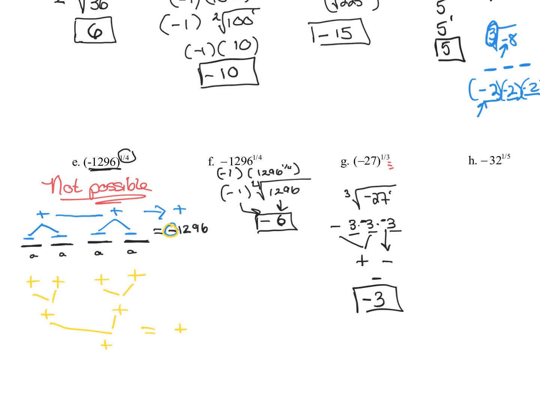Be careful with letter H. You can look at letter H in a couple different ways. I want to pull the negative out like we have, and then I'm going to do the fifth root of 32. The fifth root of 32 is 2. 2 times 2 is 4, times 2 is 8, times 2 is 16, times 2 is 32. So it's 2. Then you have to drop down that negative, negative 2.